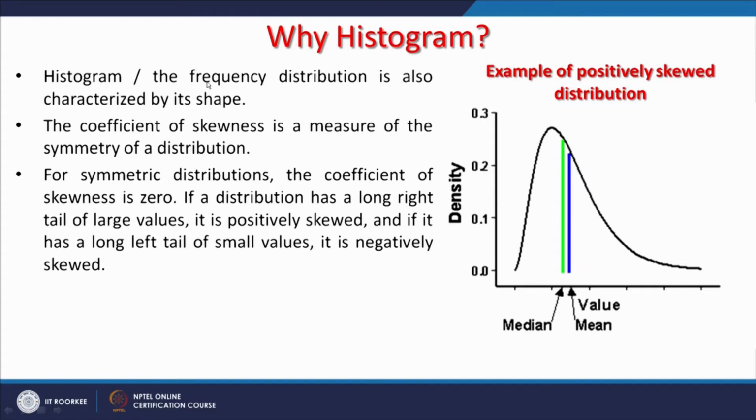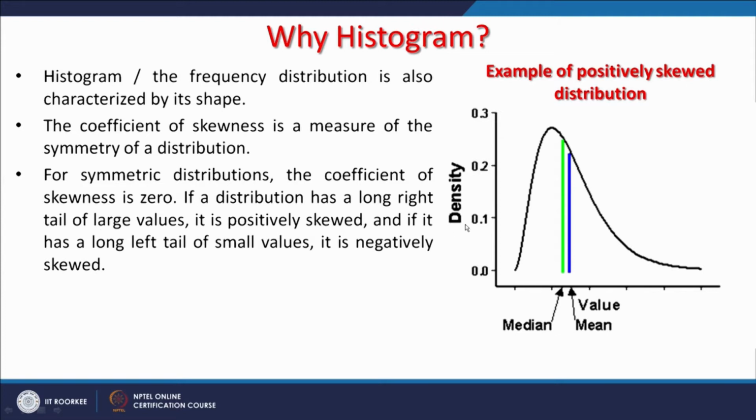So the histogram or the frequency distribution is also characterized by its shape. The coefficient of skewness is a measure of the symmetry of the distribution, and for symmetric distributions the coefficient of skewness is 0. That means if it's a Gaussian distribution, then the skewness will not be there, and therefore the coefficient of skewness will also be 0.